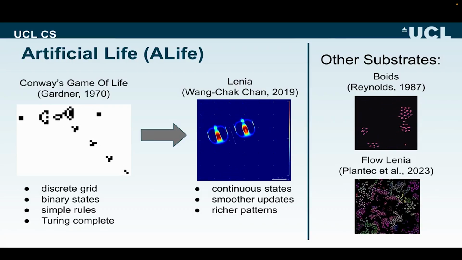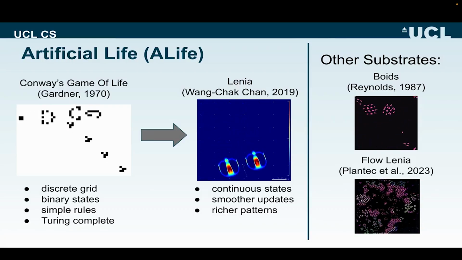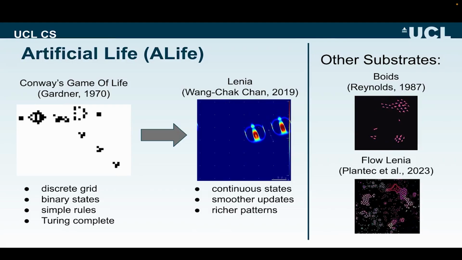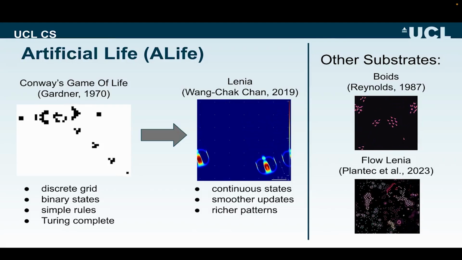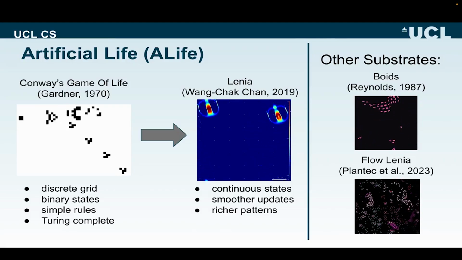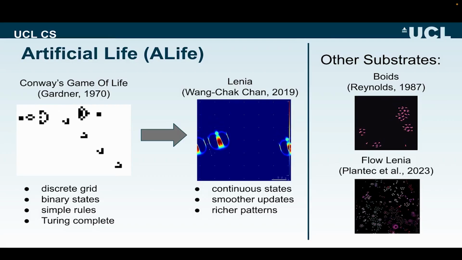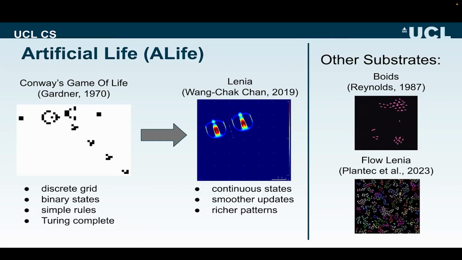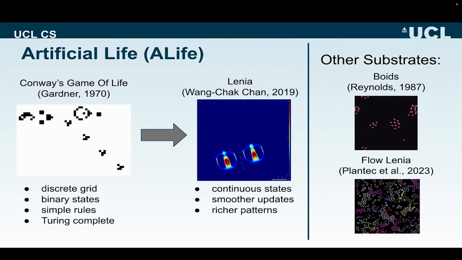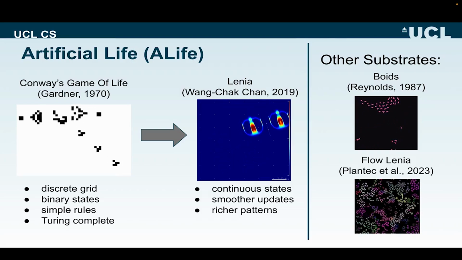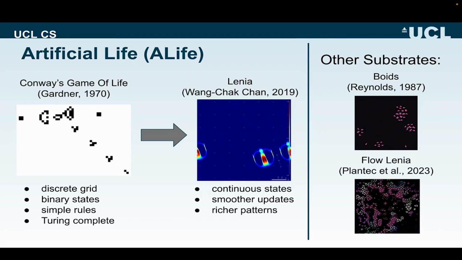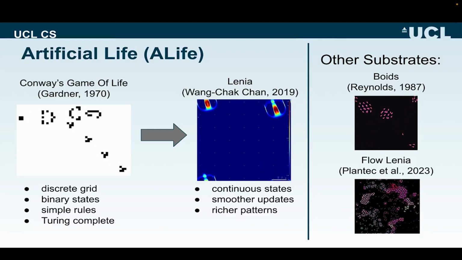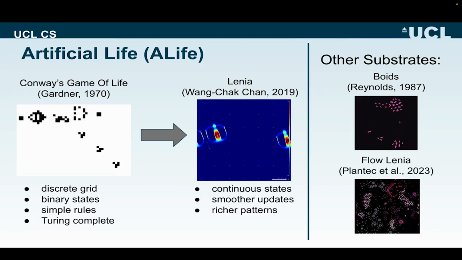Our work uses a more modern substrate called Lenia. You can think of Lenia as a continuous version of the Game of Life. It uses continuous states and values, which allows for smoother, more fluid dynamics and far more intricate, quote-unquote, lifelike patterns. We chose Lenia as our primary environment for these experiments.